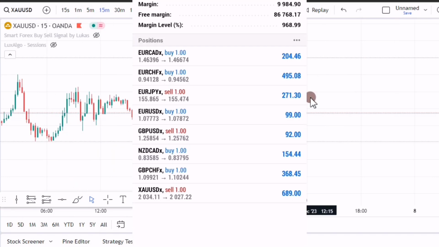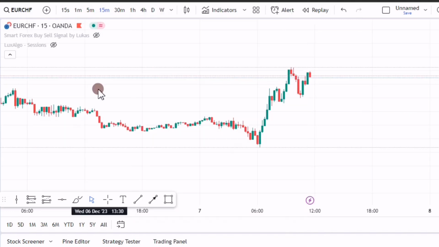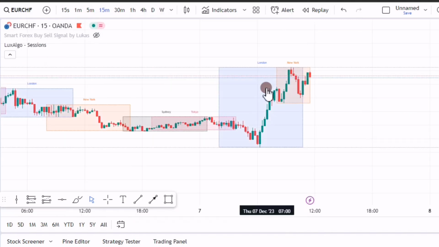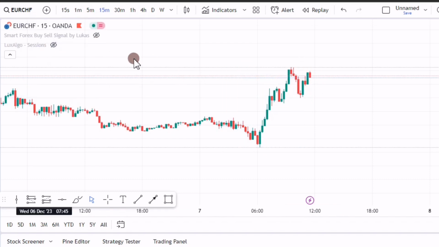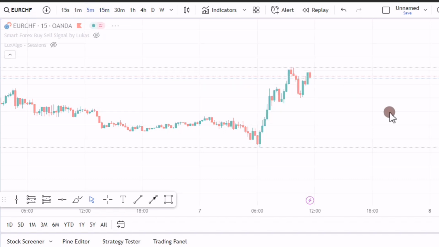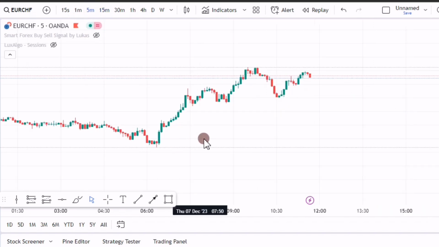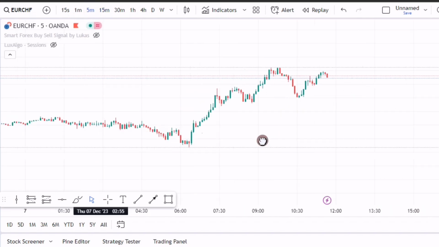Let me take a buy example. Let's take EURCHF. EURCHF will make a move during the London and New York sessions, so anywhere around there you can place your trades. Second step, remember you go through the time frames. Try to identify a channel. Okay, let me just do that.